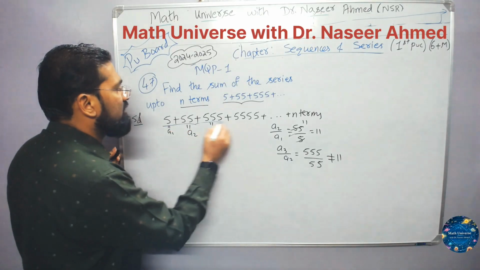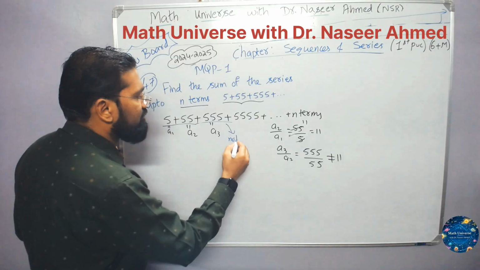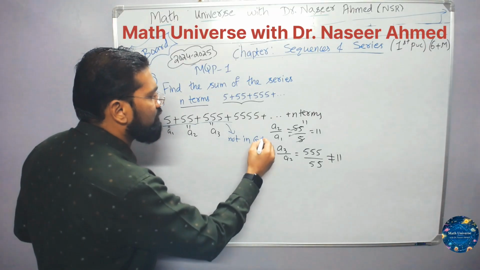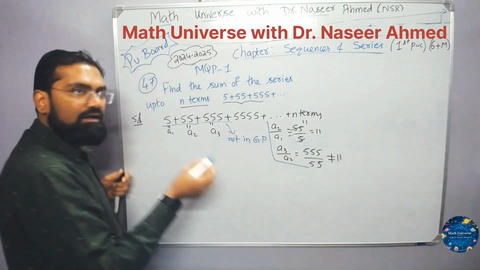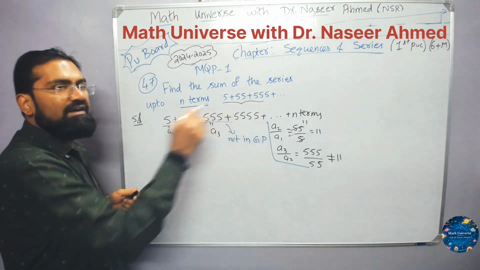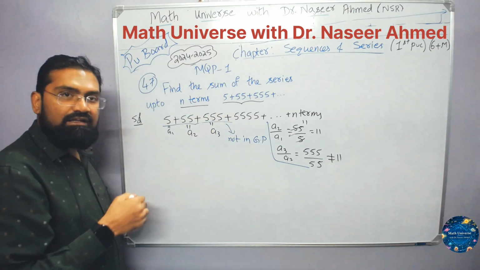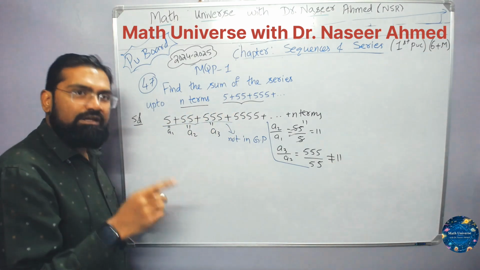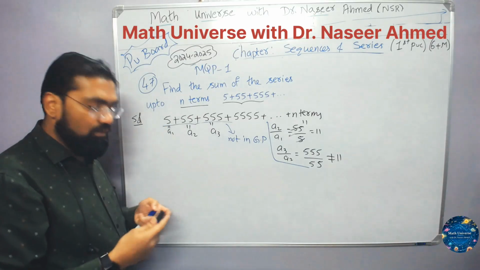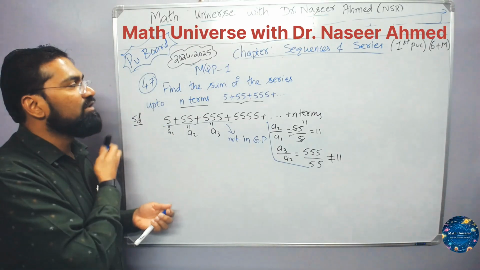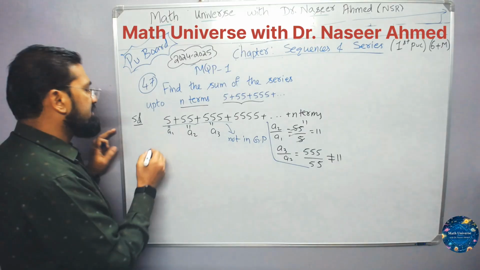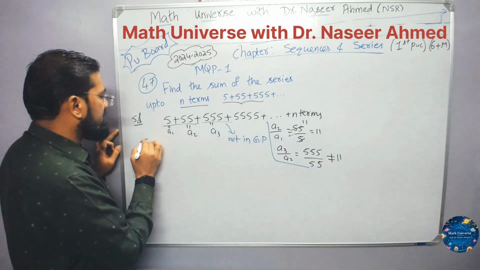This entire thing is what? Not in GP. Then how are we going to solve this? On this, we have got other problems also, where in place of 5 we have 7, where in place of 5 we have 8. That will be assignment. Okay, those are also important. Now listen carefully. How are you going to solve this? Ready? Focus. Since I want to find the sum, so I will take, let's start from here.